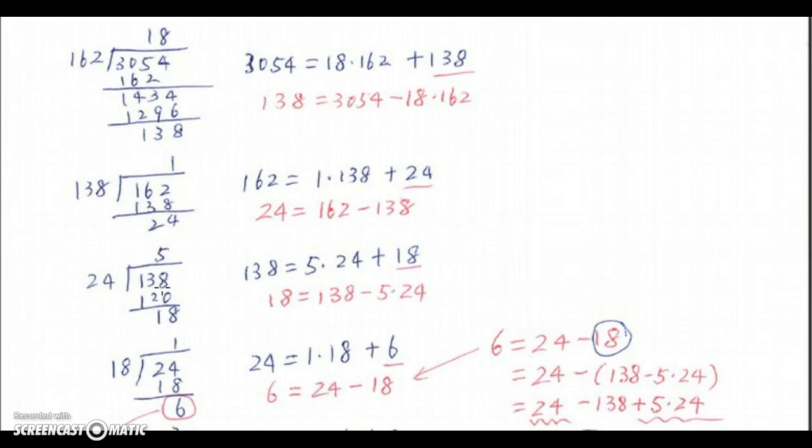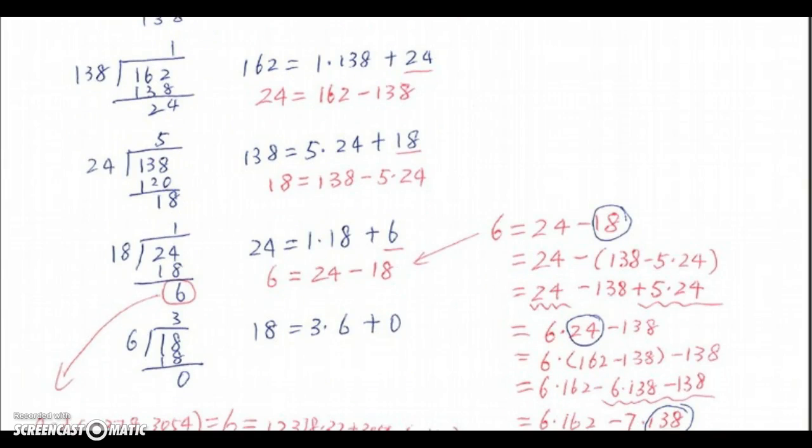So how far should we go? Until we get the remainder 0. The remainder is still 24, so we should divide again. 138 divided by 24, quotient 5, remainder 18. So 138 is 5 times 24 plus 18. And we continue, because the remainder is still not 0.